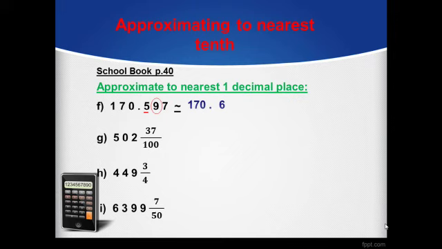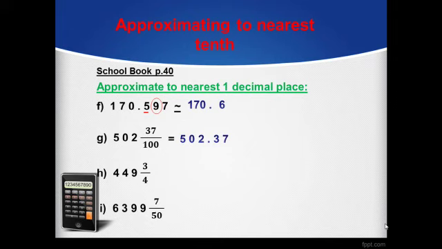Letter G, 502 and 37 over 100. We have to convert this mixed number into decimal number. How? We will put 502 same as it is, and also we will put numerator, which is 37, same as it is, and we will count 2 steps from right to left and put decimal point. Here we can approximate to nearest tenth.